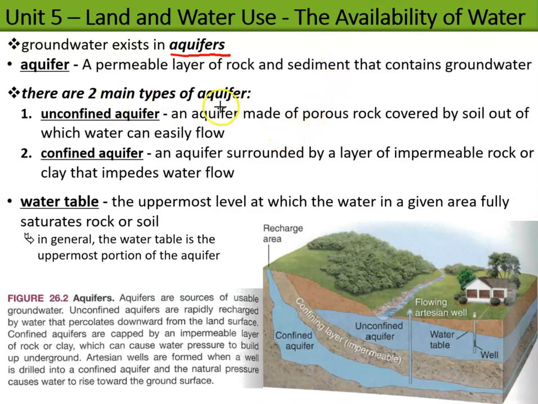And there are 2 main types of aquifer. We have an unconfined aquifer and a confined aquifer. So an unconfined aquifer is an aquifer that is made of porous rock that's covered by soil out of which the water can easily flow.